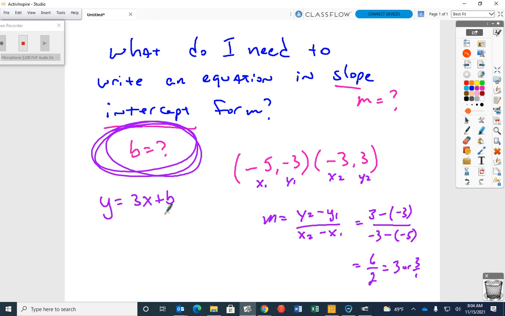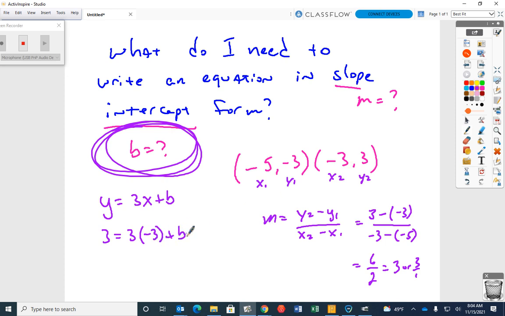So if I take this y, what's my y value in this point? Everybody, what's my y value? 3. Okay, so I'm going to replace this y with a 3. I'm going to replace my x value with a what? What's the x value at this point? -3.